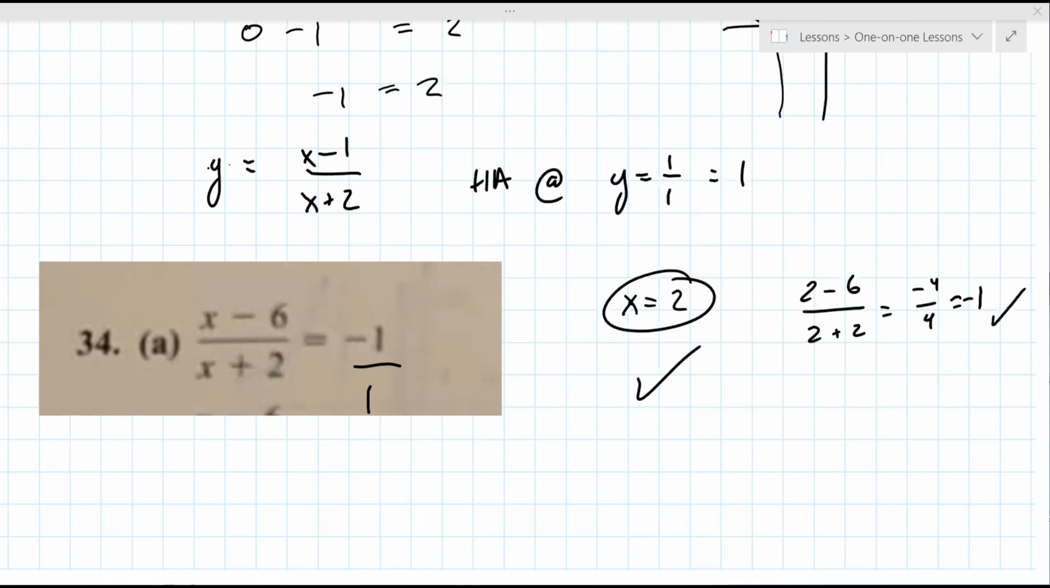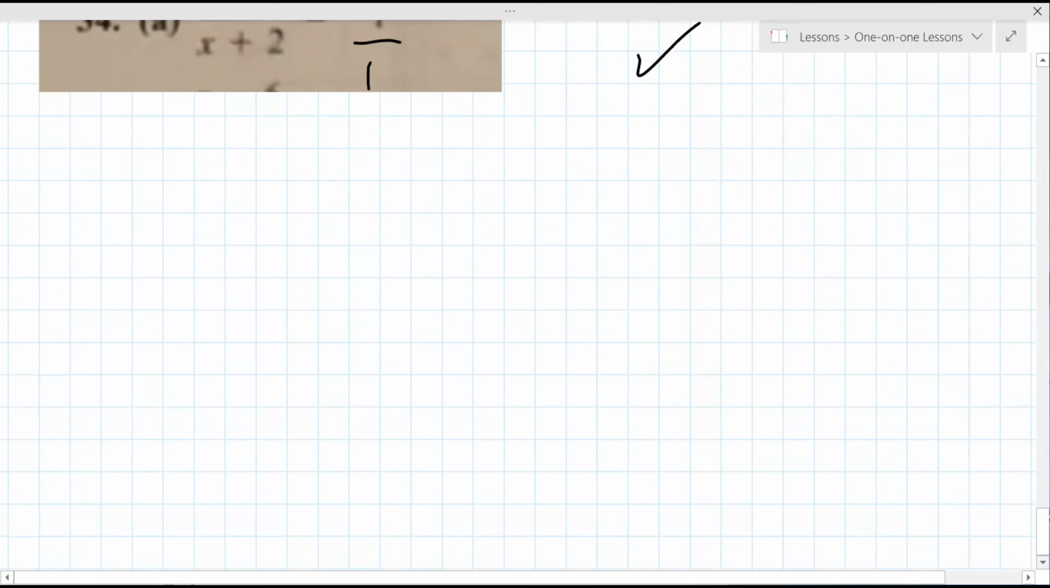Okay, so I see 4 pages, 3.2. Where do you want to start with this? Can we start at number 1?